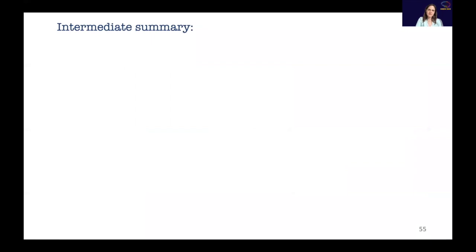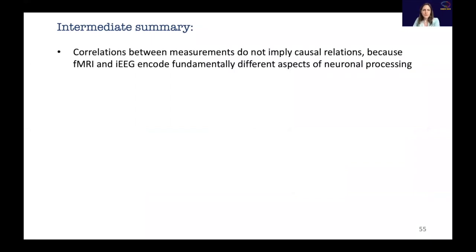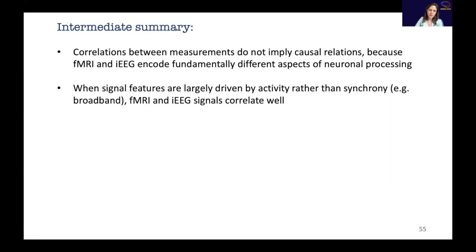So let's summarize these findings. We've seen that correlations between measurements do not imply causal relations because our measurements encode fundamentally different aspects of neuronal processing. And then different signal features are largely driven by activity rather than by synchrony. So for example, with broadband being driven by asynchronous activity, fMRI and ECOG signals correlate well, and we can even use functional MRI to predict what we can measure with intracranial EEG.